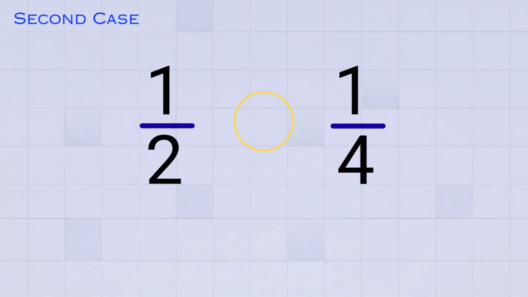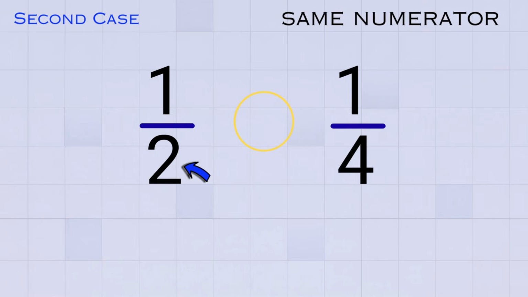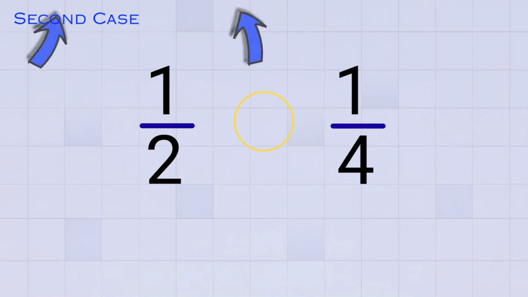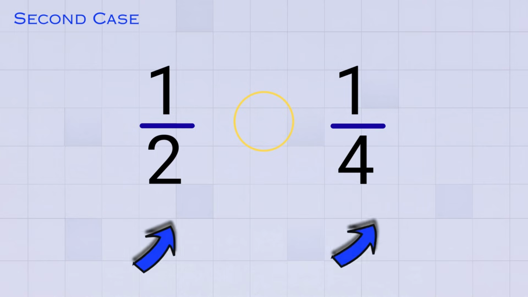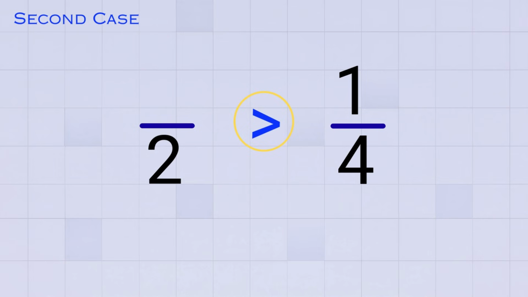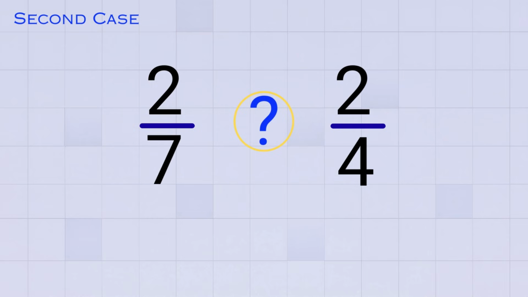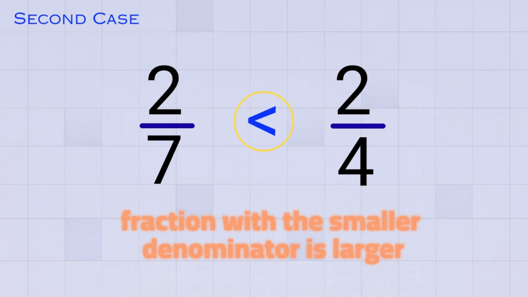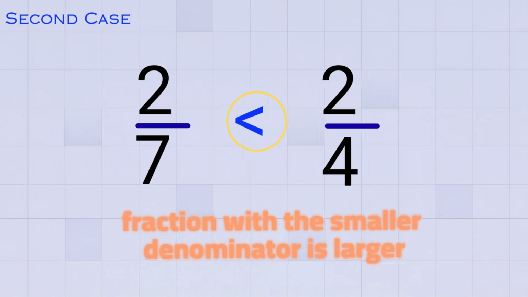Second case. If fractions have the same numerator, like 1 over 2 and 1 over 4, we compare the denominators. With the same numerator, the fraction with the smaller denominator is larger. I mean, 1/2 is supposed to be bigger than 1/4. In this case, 2 over 4 is bigger than 2 over 7, because with the same numerator, the fraction with the smaller denominator is larger.